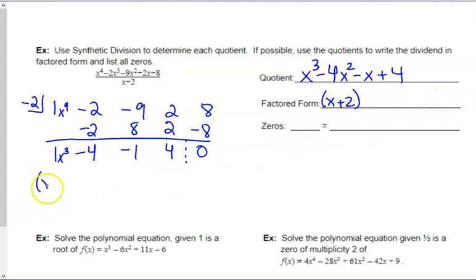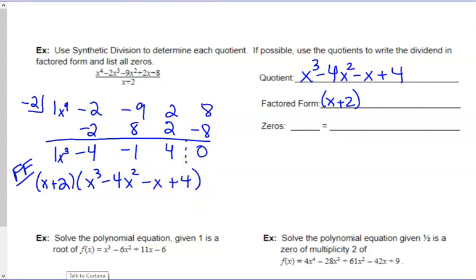So I'm going to write it starting as my factored form here. X plus 2 times that x cubed minus 4x squared minus x plus 4. Now, the question is, if I'm doing this, hopefully I know how to factor this piece here so that I can get my factored form. So I'm going to rewrite this.